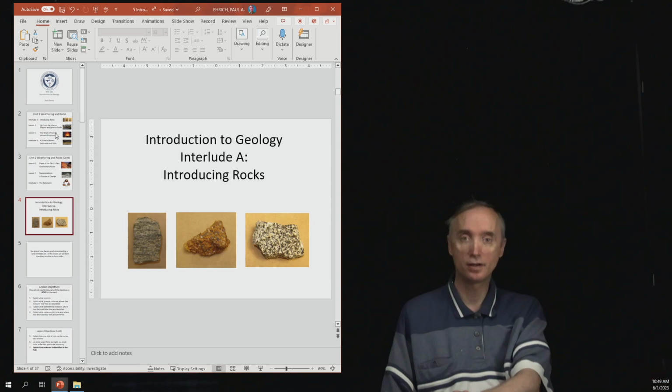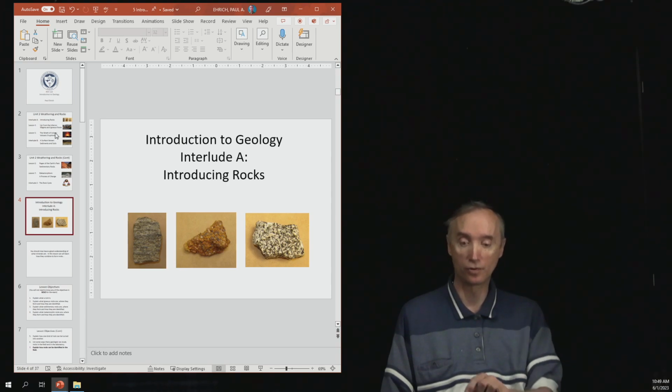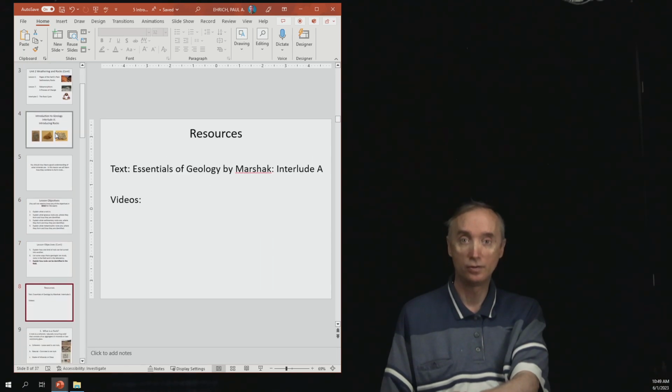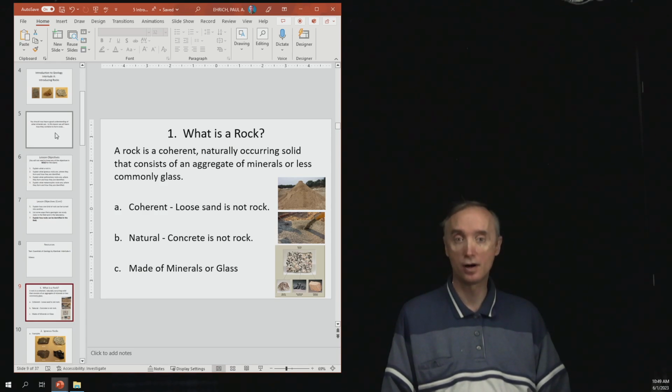Now from this particular lesson, Interlude A, Introducing Rocks, there's not that much that you need to know, because all of this material is going to be covered in much greater detail in the future videos that I'm going to produce for this Unit 2 exam. You should know the definition of a rock, and the main thing from this is that rocks are composed of minerals.